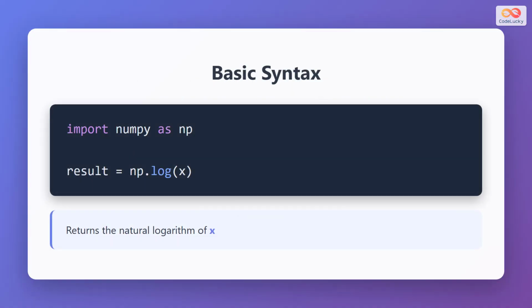The syntax for calculating natural logarithms in NumPy is straightforward. First, import NumPy as np, then call np.log with your input value x. The function returns the natural logarithm of x. This simple syntax works with both single values and entire arrays.